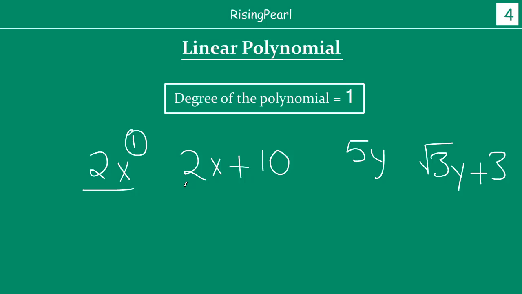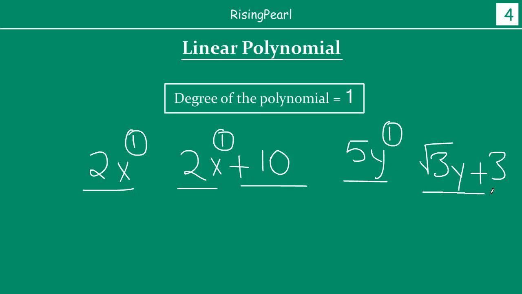Here we have two terms, but we have only one variable term, and in that the variable is raised to power 1. So the degree of this polynomial is 1. So this is again a linear polynomial. Here we have one term, variable y is raised to power 1. So this is a polynomial in variable y, and it is a linear polynomial.